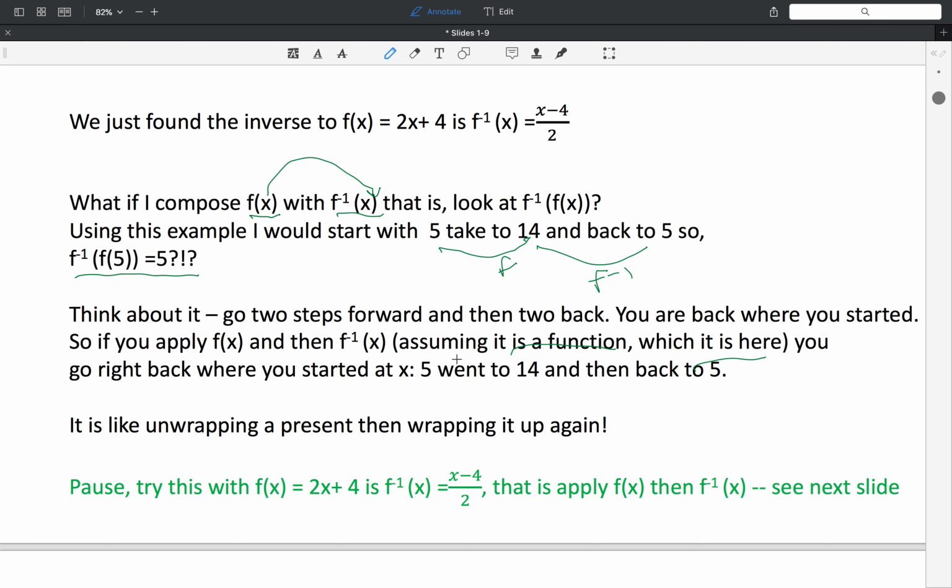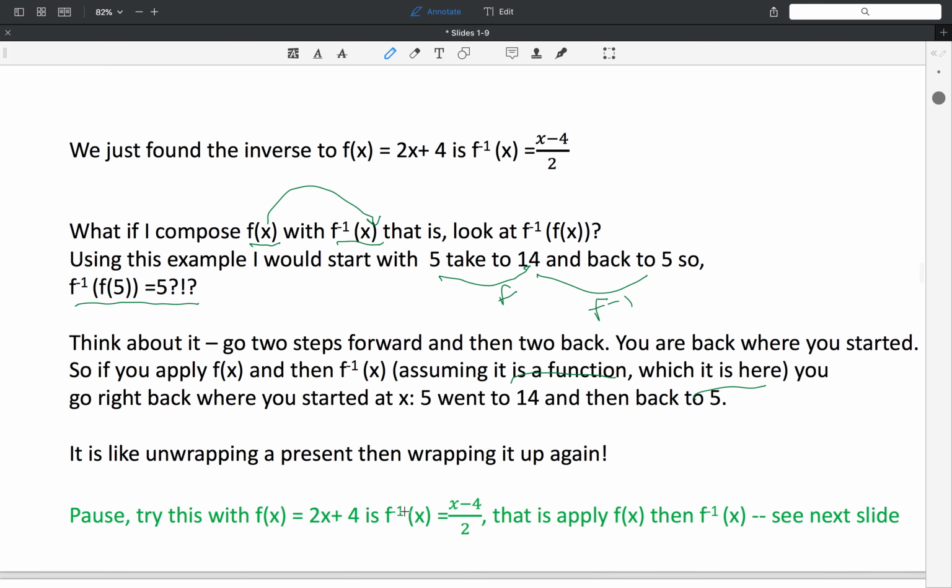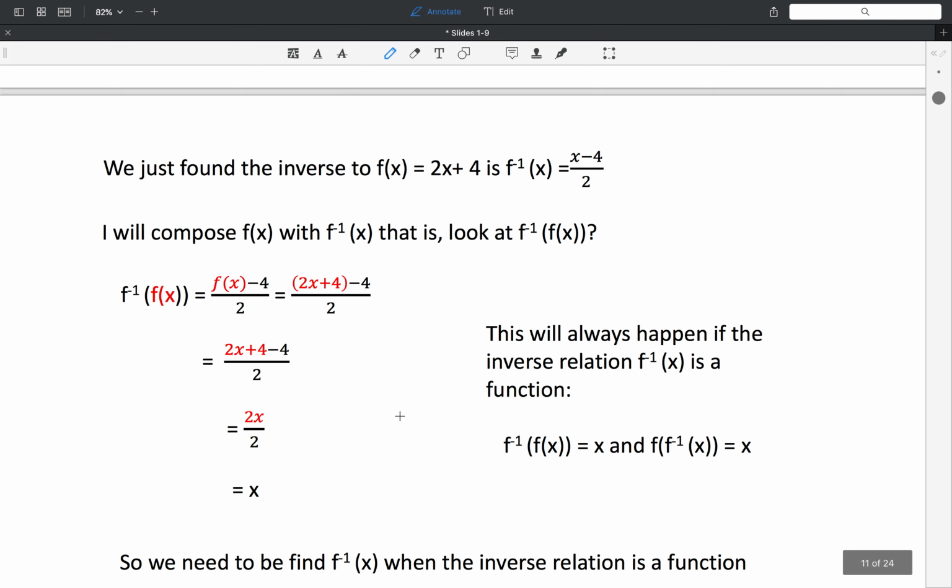So again, try this with 2x plus 4 for me. In other words, what I mean by this is try f inverse of f of x. Remember, we talked about composition in the last section. So I want you to tell me what that equals. Here are your formulas. So we're going to go to the next. I want you to do that, think about it, work it out. Meet me at the next slide. I'm headed there now.